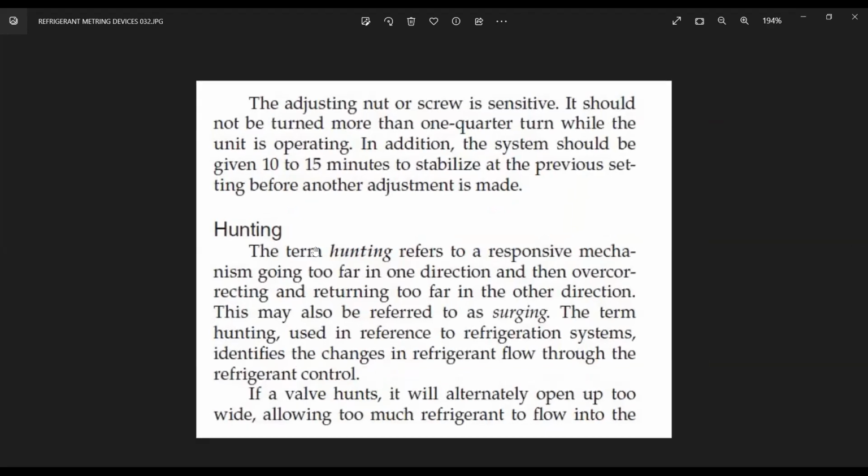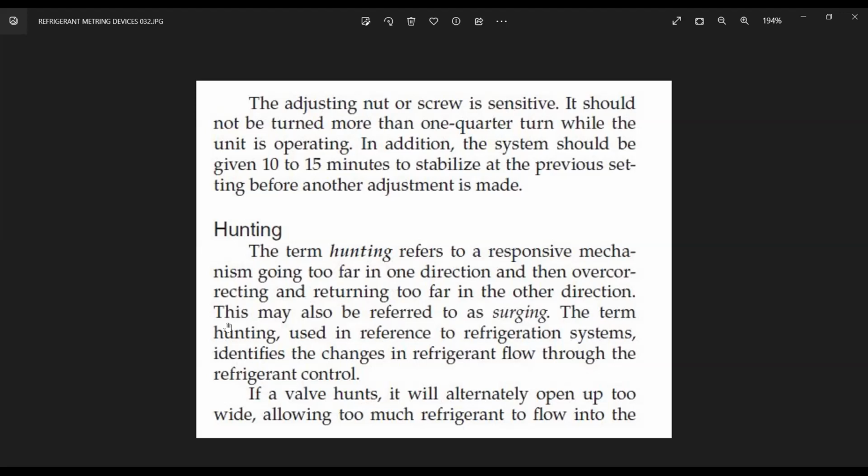Now hunting. Now sometimes they ask what exactly is hunting of the TXV and how to remedy. Okay. So hunting, the term hunting refers to responsive mechanism going too far in one direction and then overcorrecting and returning too far in the other direction. Basically, you attain what do you call desired output, but you overcorrect, and then you now go in the other side and you undercorrect. So, matlab it is like going up and down around the same point. You will not be able to get a constant what you call flow. This may also be referred as surging.